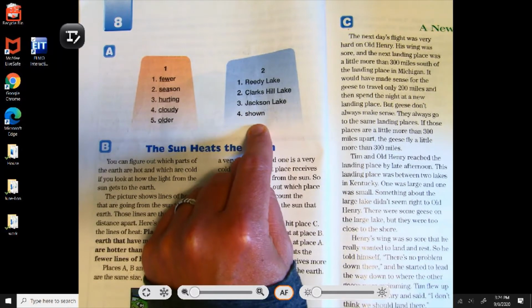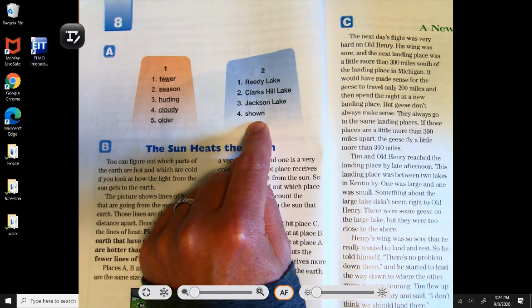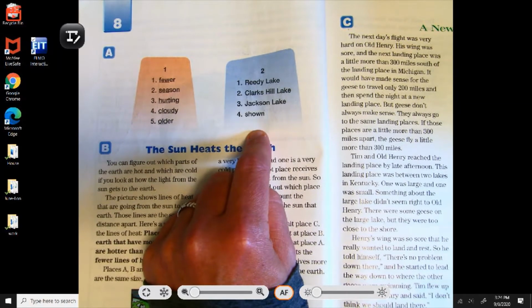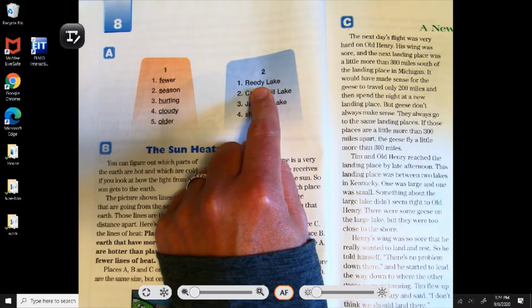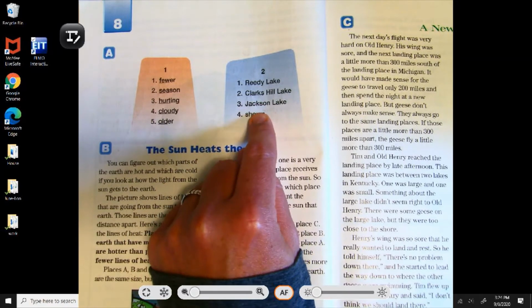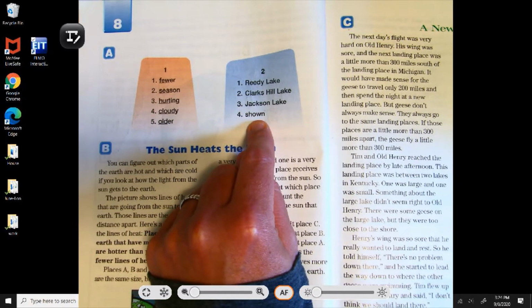Well done. And word 4 is the word shown. What word? Shown. Like I have shown you these words. Let's do column 2 the quick way. All 4 words back to the top. Here we go. Ready? Reedy Lake, Clark's Hill Lake, Jackson Lake, shown.